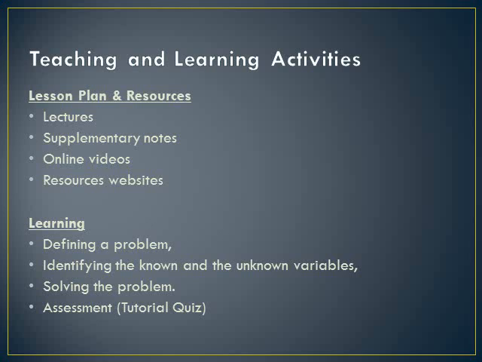To look at the learning activities, the step-by-step order of this activity is: first, we need to define a particular problem. Next, the student should be able to identify the known and the unknown variables. This makes it easier to work with. For instance, knowing what is given in the question and what is requested as the solution. And finally, solving the problems.